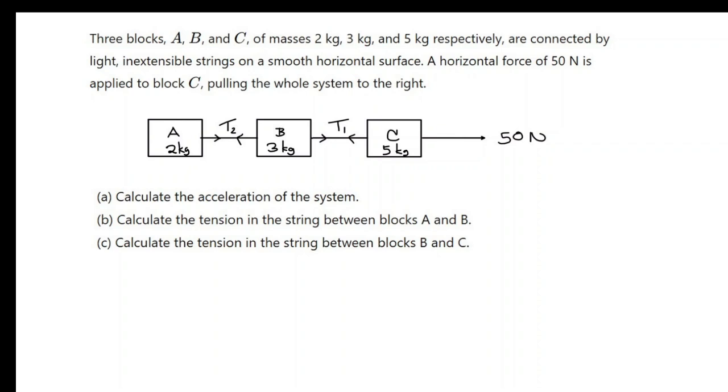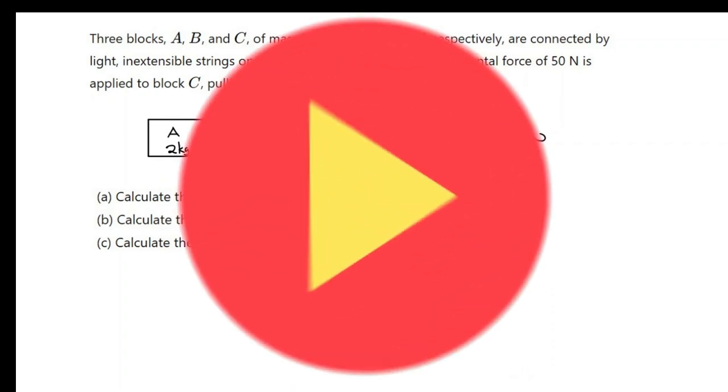Here's a typical A-level physics exam style question on Newton's laws of motion. Please pause the video and give it a try. When you're ready for the answer, press play.